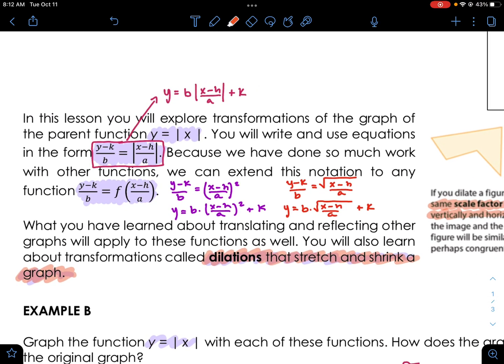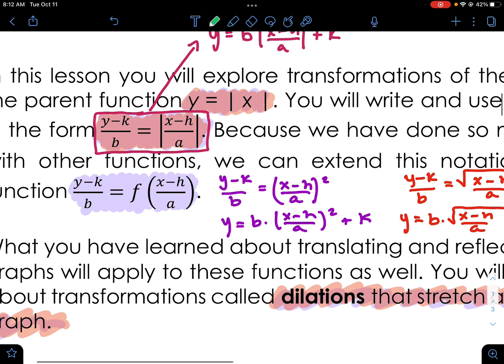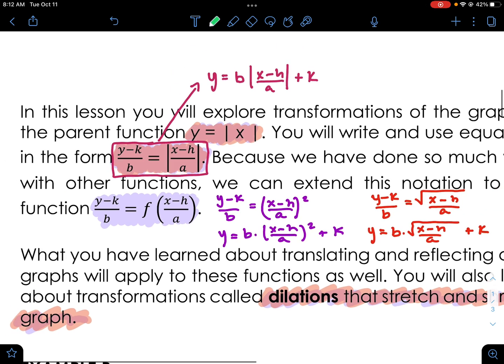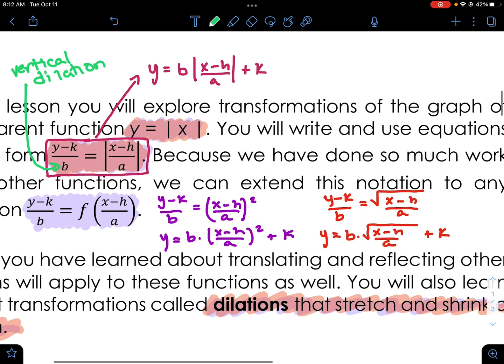It's not going to happen to individual points, it will happen to all the points. So when we look at a dilation, today we're going to start by looking at the parent graph y equals the absolute value of x. The typical form, when it is written as a double lie, is going to be (y minus k) divided by b equals the absolute value of (x minus h) divided by a. And what we're going to have is the b and the a are going to represent the vertical. So b is going to be the vertical dilation. And then a is going to be the horizontal dilation.